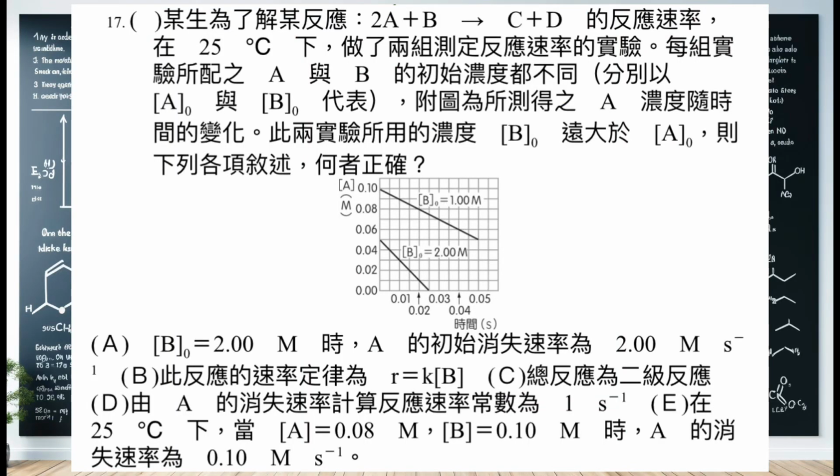The chemical reaction in question is 2A + B → C + D. The objective is to determine how the initial concentrations of A and B affect the reaction rate. To investigate this, 2 experiments were conducted with different initial concentrations of A and B. The provided graph shows the change in the concentration of A over time for these experiments.